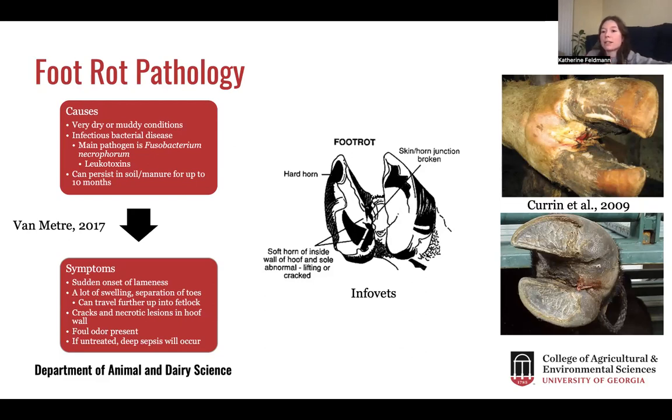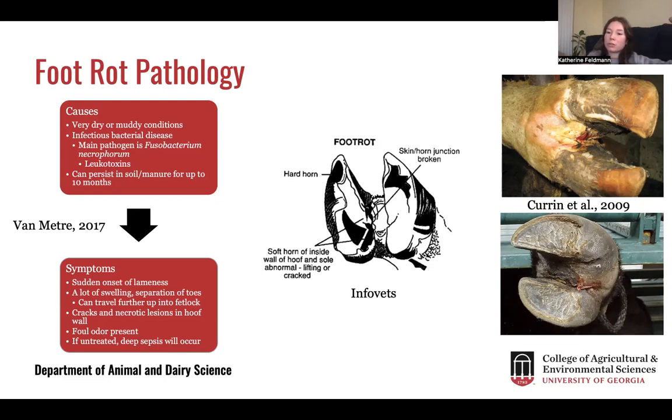And so foot rot is an infectious bacterial disease, and it can be caused by several different pathogens, but the main pathogen that most people focus on is Fusobacterium necrophorum. And kind of bringing in that immunology aspect of how that impacts the host, it does this through leukotoxins. And what these do is they attack the host defense cells and cause their death. And so then that way they're able to cause the necrosis in the hoof wall and the surrounding region.